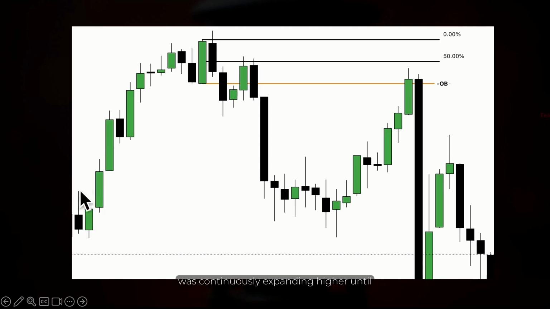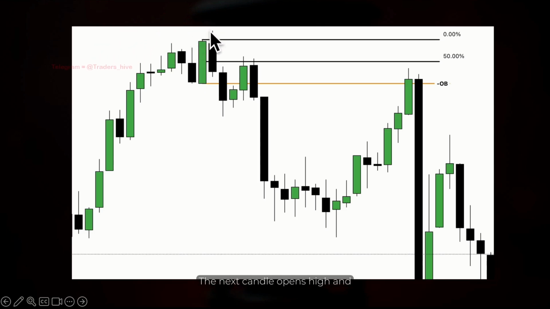Notice that the market was continuously expanding higher until it began to slow down. Notice that this high formed right here and the market then retraced. We saw this low form and the market had one more push higher. Notice the size of this up close candle right here. This up close candle took out buy-side liquidity resting above this high.